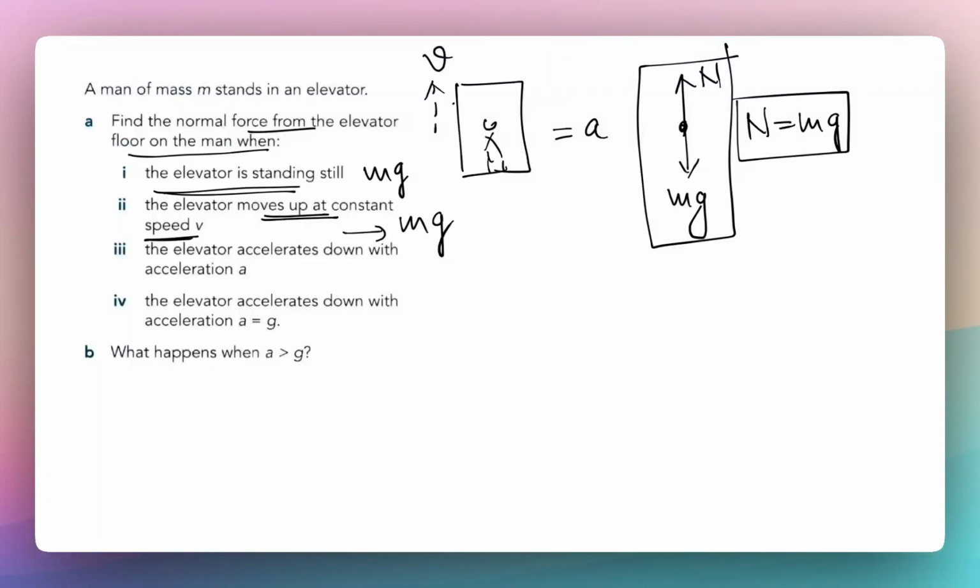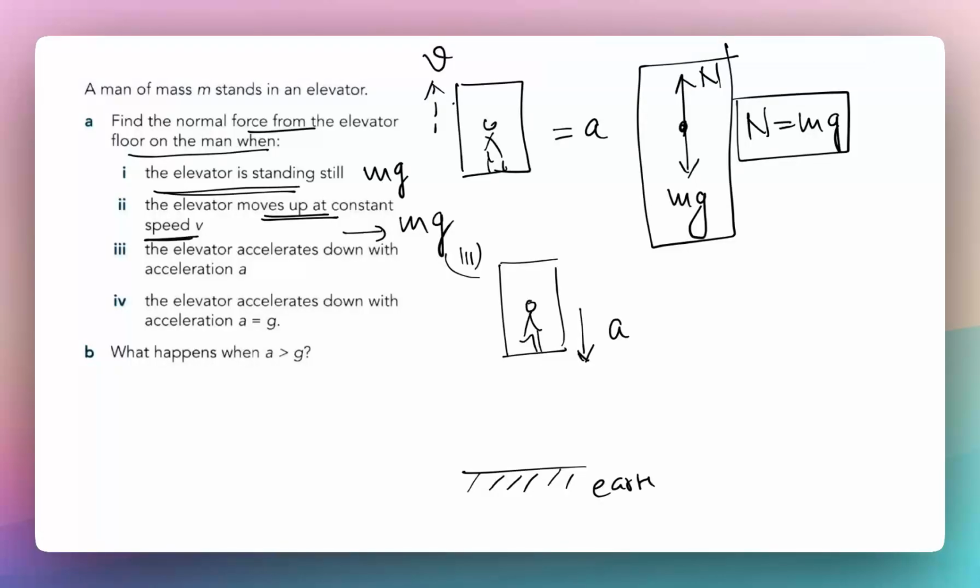Now we have to find, in the third case, when the elevator accelerates down with an acceleration a, right? So now this is an elevator, and actually it is coming down with an acceleration a. And this is our earth. Now what's happening here is that the elevator is accelerating downwards, which means the frame of reference attached to the elevator is no more an inertial frame. Which means we cannot apply F equal to ma in the elevator frame.